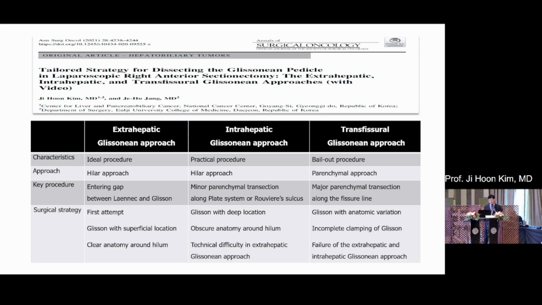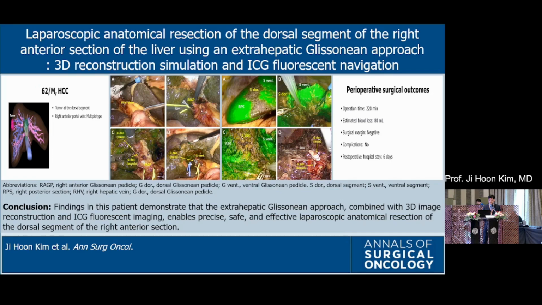We published this paper, a tailored strategy for dissecting the Glissonean pedicle for anterior sectionectomy. The extrahepatic Glissonean approach is ideal, but it is not possible in every case. But the transfissural Glissonean approach is another good option, a so-called bail-out procedure. So I'll show the extrahepatic Glissonean approach and transfissural Glissonean approach for segments of the right anterior section.